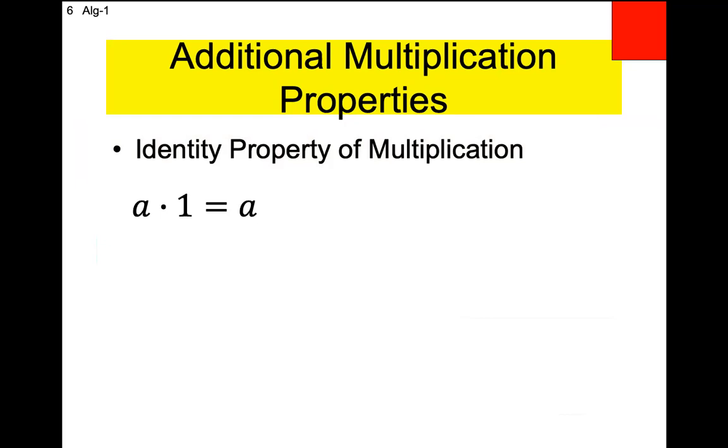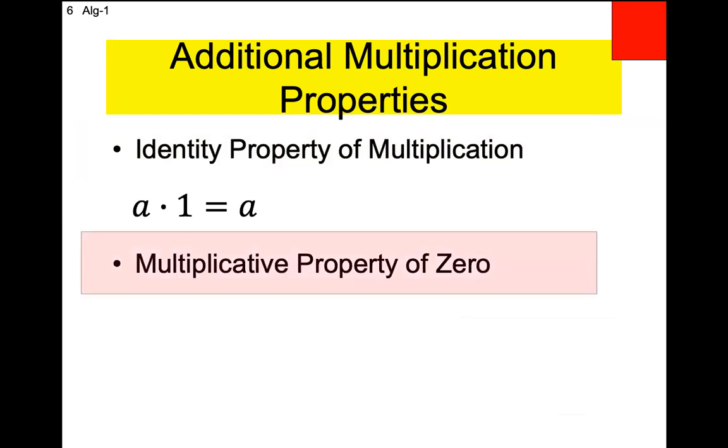Its twin deals with addition. What's the additive identity property? What do you add and nothing changes? 0. Okay.